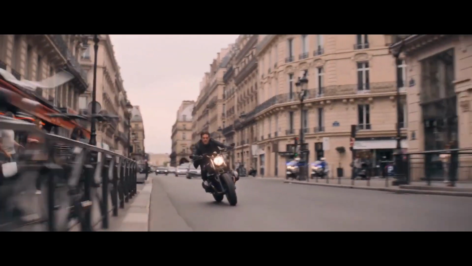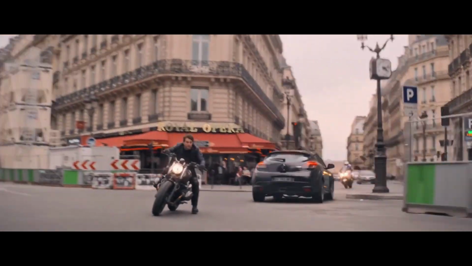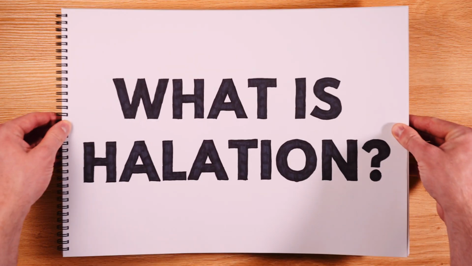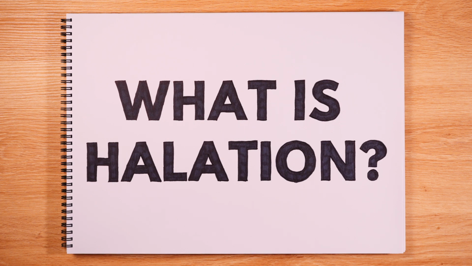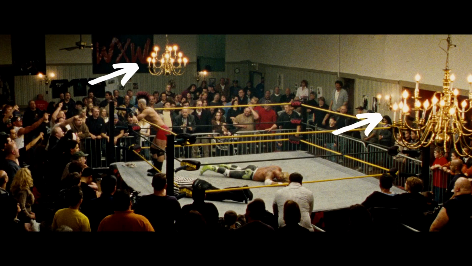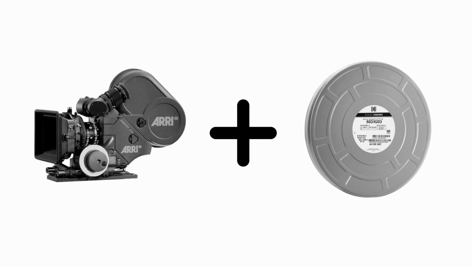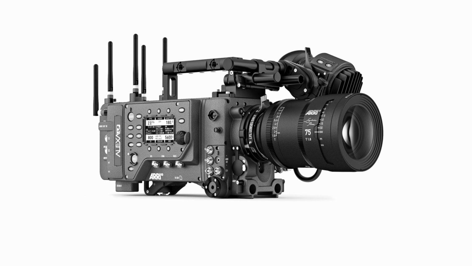But fair warning, once you know what halation is, you'll never be able to unsee it ever again. So, you're probably wondering what halation is. To put it simply, halation is a film effect that occurs when the brightest areas of an image glow red or orange. It's an effect that appears when filmmakers opt to shoot on celluloid film as opposed to shooting digitally.